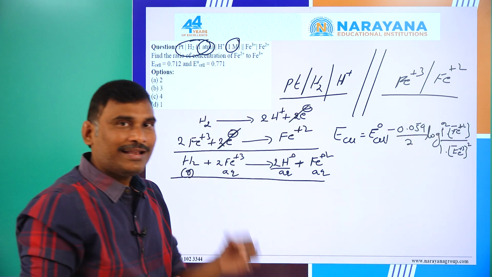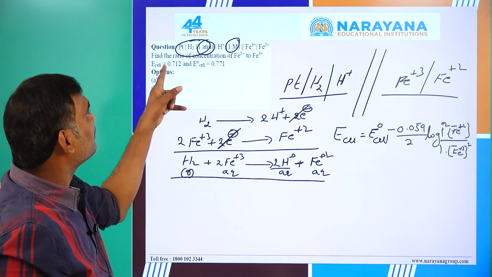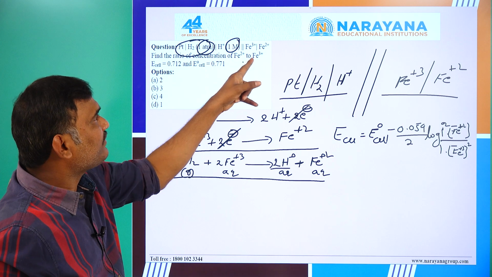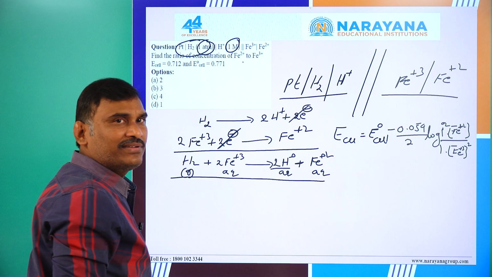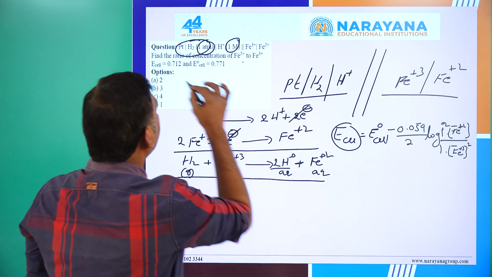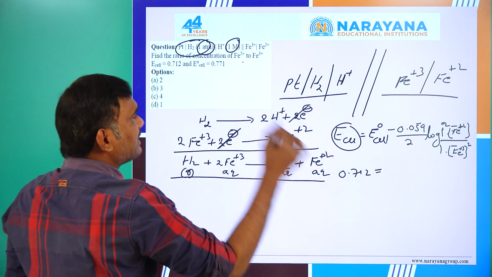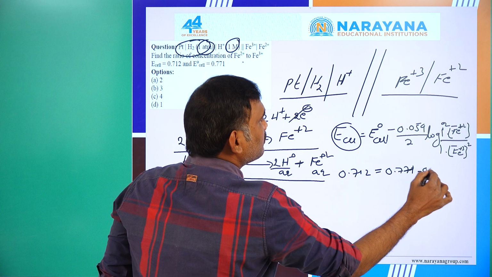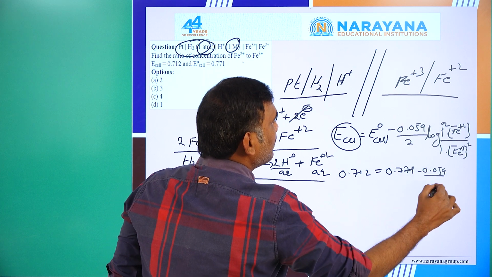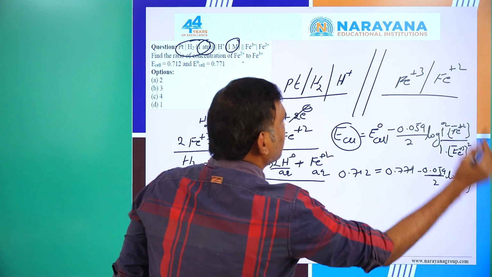But here a small logic is there, students. Product concentration by reactant concentration: find the ratio of concentration of Fe+2 to Fe+3. They directly asked you, that's why there is no need to solve everything. Then E cell is given: 0.712 is equal to E naught cell, 0.771, minus 0.059 by 2 log of product concentration by reactant concentration.